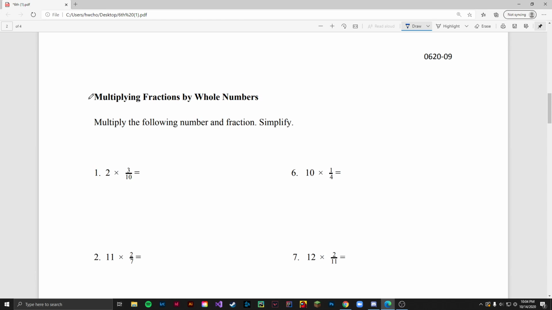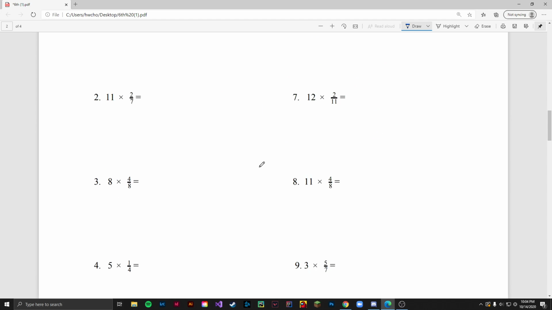Second page. So we're going to be multiplying fractions by whole numbers. Well, this is really simple when you start to think of whole numbers as just the number, for instance, like 3 just over 1. That's the general concept that we'll be pushing through here, okay?